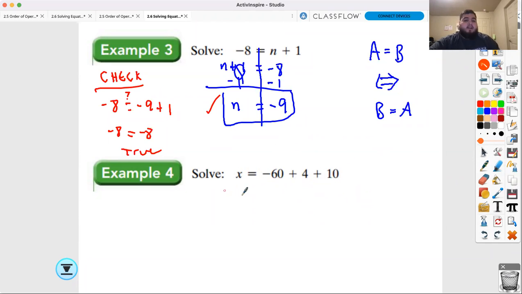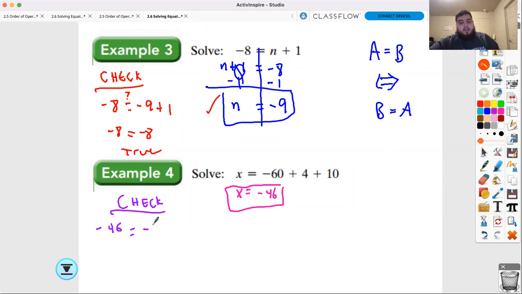And we deposit $10, so we only owe how much? $46. So we're gonna go ahead and check our solution, check our work. Then we get -46 equals -60 plus 4 plus 10. And then we get -46 equals -46, which is true.